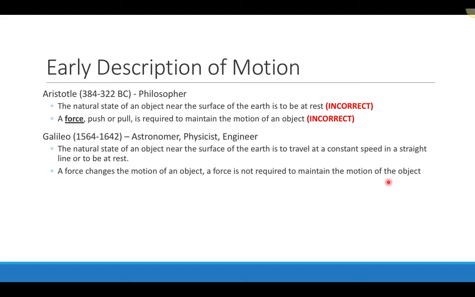The best example I can think of is if you take a puck on an ice hockey rink and give it a slight push at one end, that puck will travel all the way across the rink, essentially at a constant speed. So a force was required to change the motion. The puck was at rest, you gave it a push and it started to move, but once it was in motion, it continued to move at a constant velocity across the ice.